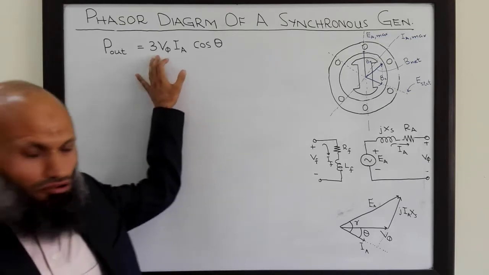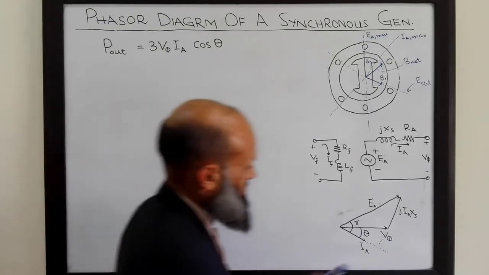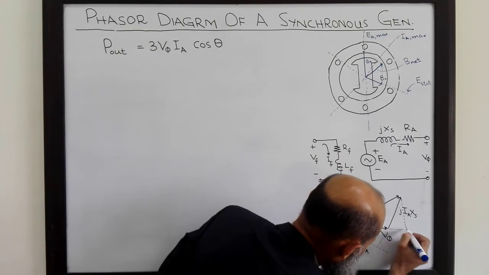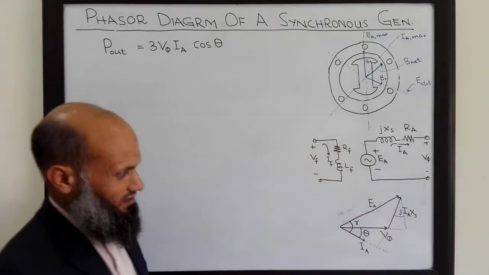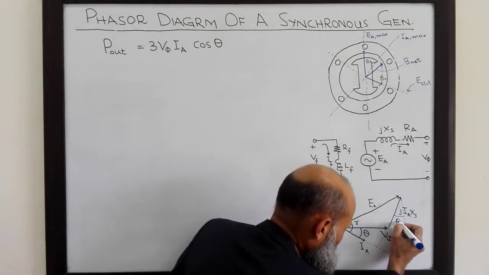To write it into another convenient form, here we have a few observations. What we can see is that the angle over here is equal to this angle. That is, this is also equal to theta.